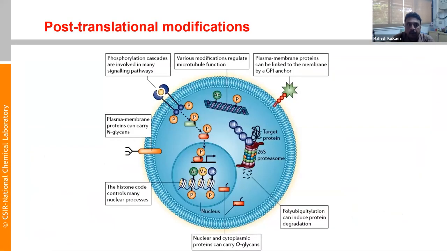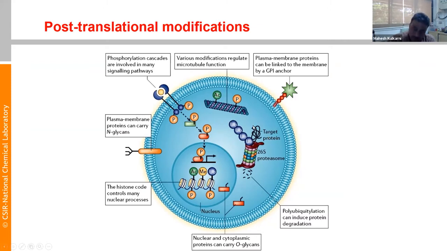Then you can also characterize post-translation modifications. It's very important, as many post-translation modifications determine the protein function. For example, phosphorylation is a very important PTM, which is involved in many of the signal transduction pathways, and glycosylation is important for the translocation of proteins, and ubiquitination is required if a protein has to undergo degradation.